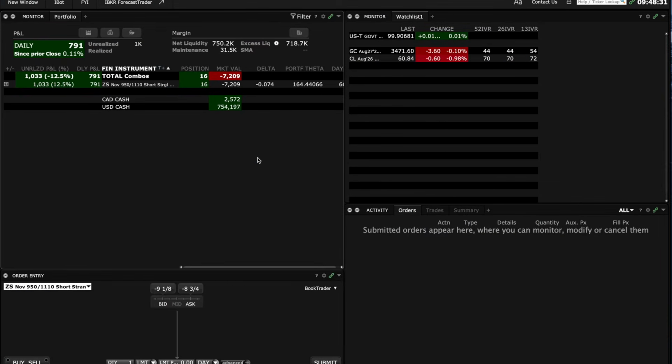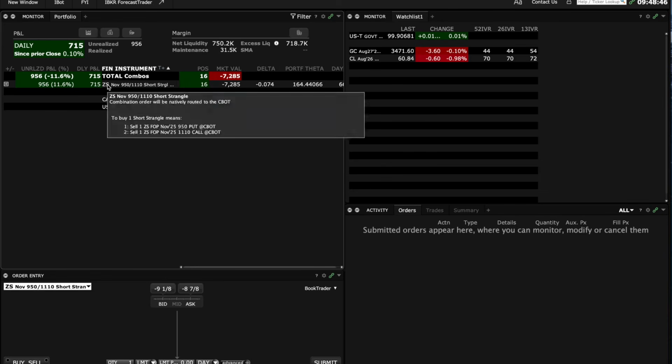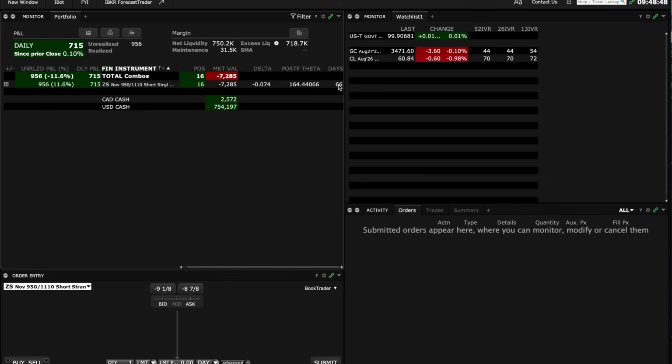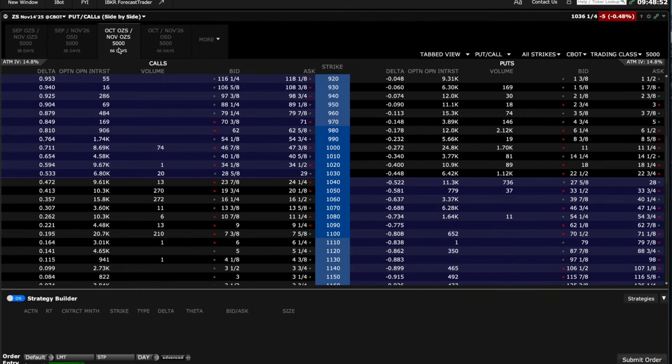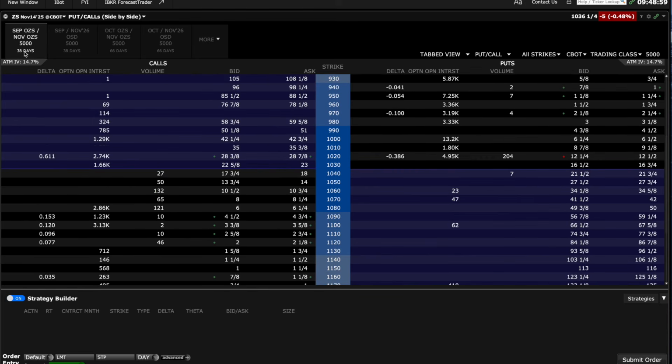So this is a demo account. This is a current position, and the margin maintenance currently is 31,500 for this position, and we have 16 contracts on soybeans, and this is 66 days to expiration. So if we go to the option tab and we look at the 66 days, if you want to buy cheap calls and puts which are out of the money with less DTE, I will go with 38 days to expiration.